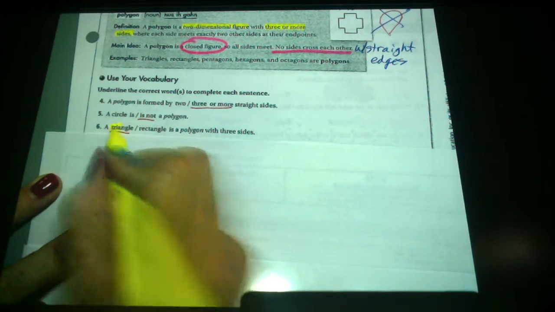What about number 6? A triangle or a rectangle is a polygon with 3 sides. Triangle. Try means 3. Oops, I suppose I just let that one go. You'll learn all of the names of polygons if you didn't in middle school. But you knew that, right? Sides of a polygon are straight. No curved sides in a polygon.